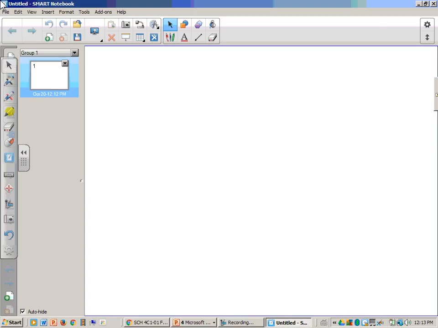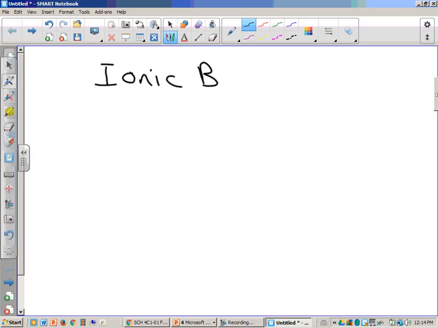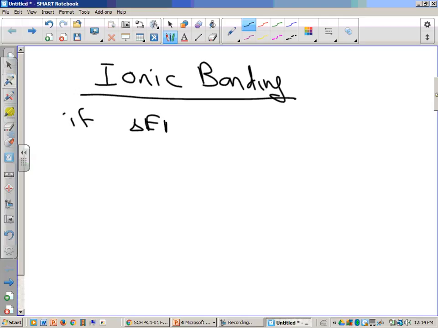The third type of bonding we already saw. This is called ionic bonding, if the delta EN is equal to 1.7 up to 4.0. That's the greatest difference that we can have. Then we have an ionic bond.